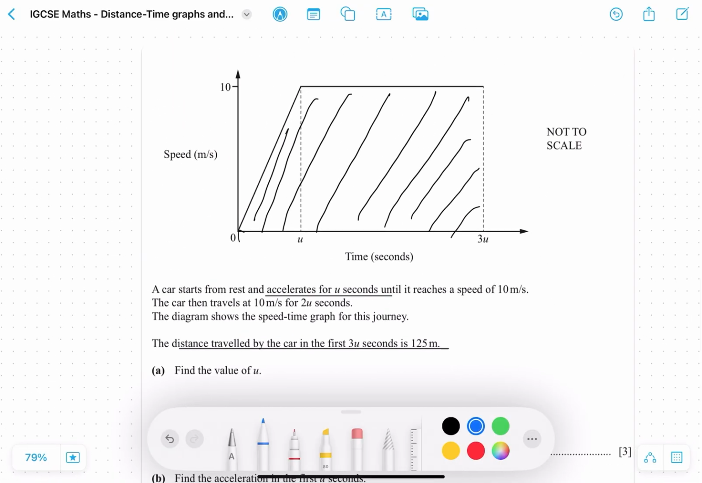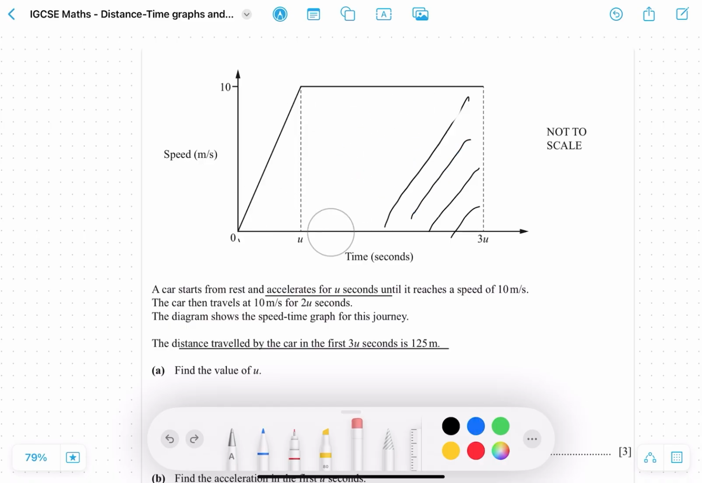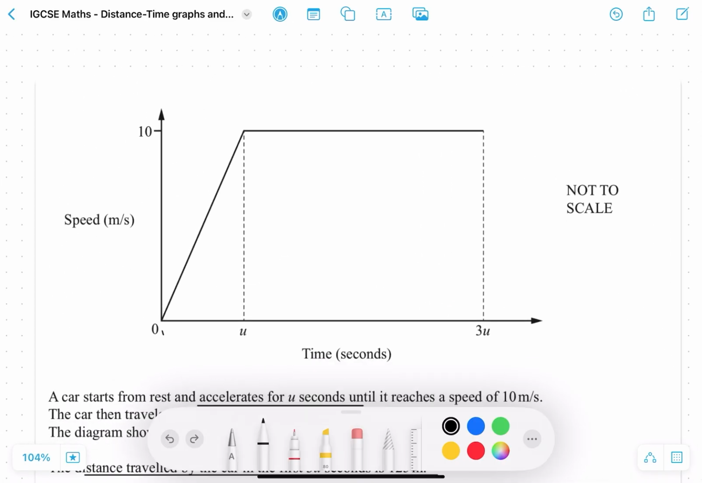So all we have to do is find the area of this part underneath the curve and then set it equal to 125 meters, since that is the distance it has traveled in this time. And then we can use that to solve for u. So there are two ways of doing this.